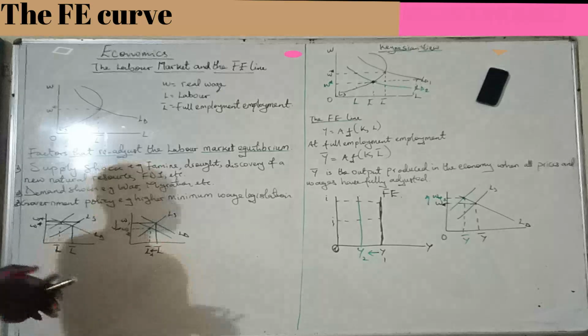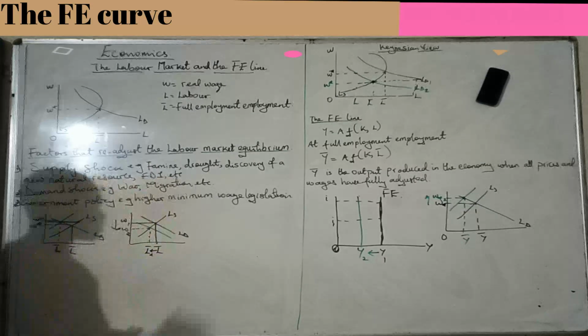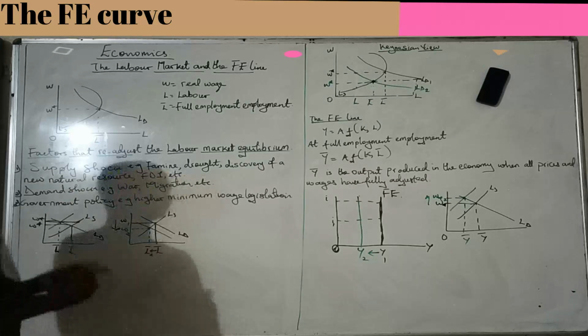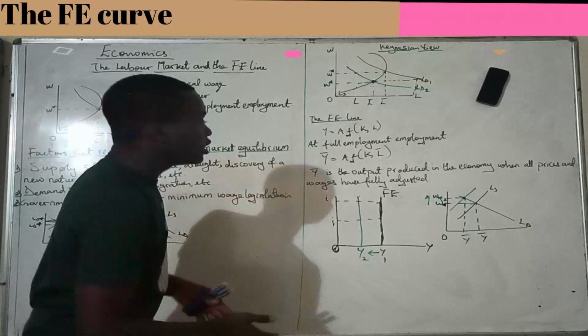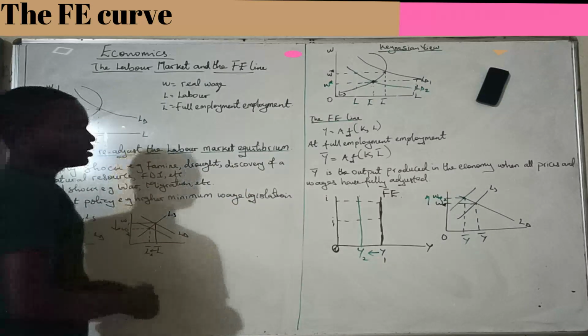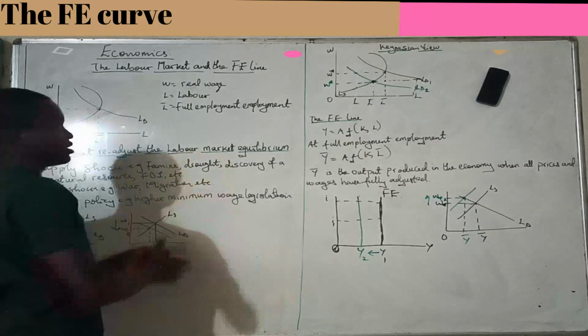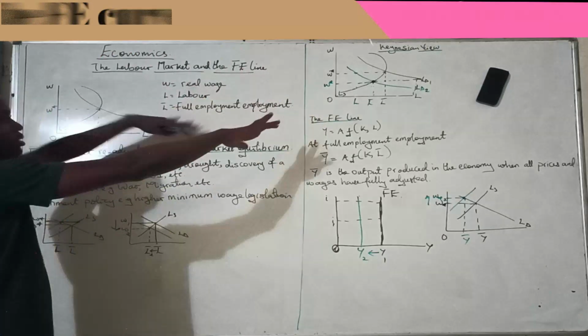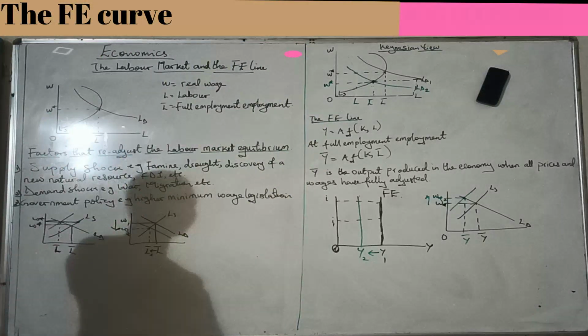I don't know if you've been reading through your textbooks and you just see that the FE line is just a vertical line, like it's not changing, nothing is happening. So why is it not changing? I just explained that it is unresponsive to changes in the interest rate. Whatever can shift it is going to be something that happens in the labor market, whatever is able to shift either or both of those curves.